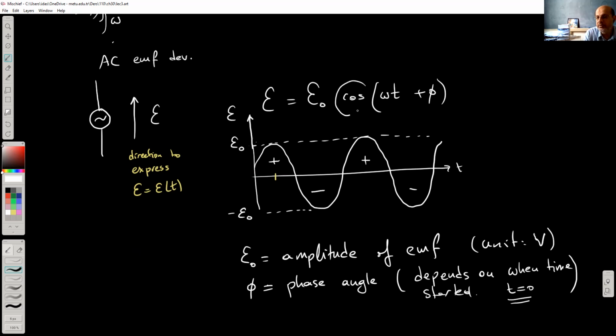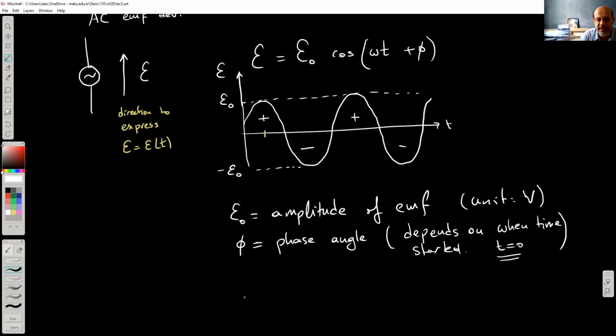This function might be a cosine or sine. It doesn't matter because a cosine can be expressed as a sine by changing the phase angle, actually, by just shifting the phase angle by 90 degrees, I believe. So it's just a simple change. So as a result, it's not something serious. This part is not serious, all right? But it's either sine or cosine. Okay? Omega is called the angular frequency.